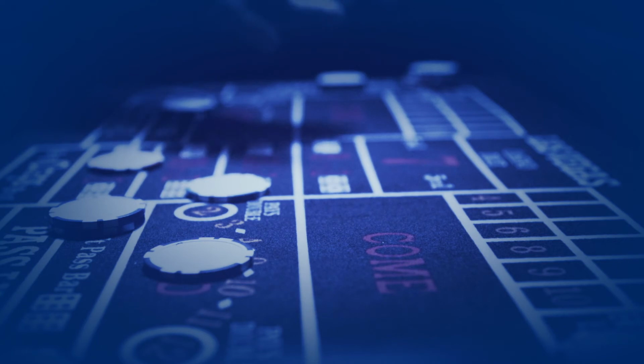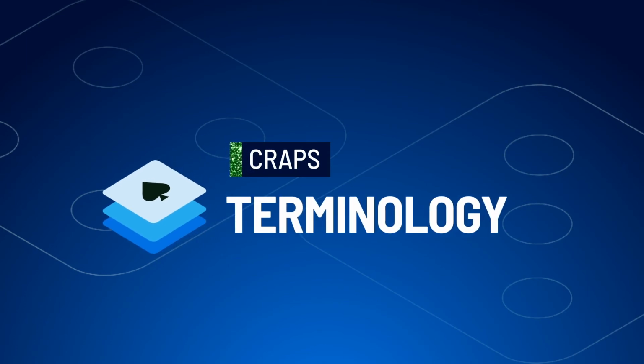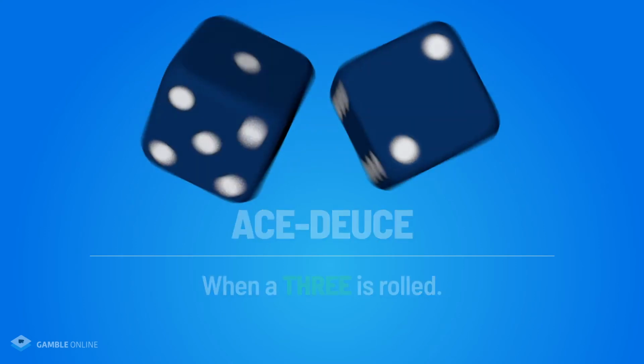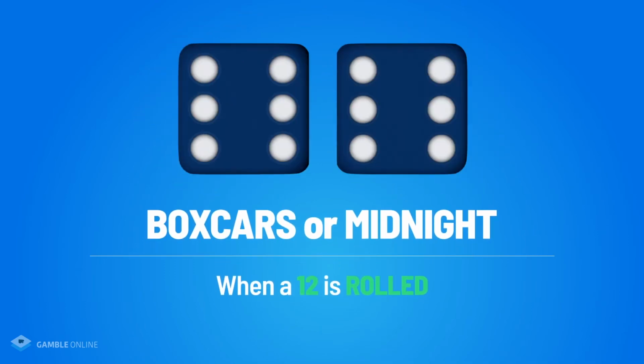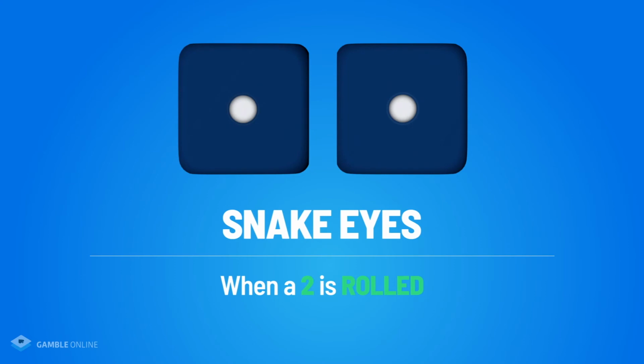Those are some of the more popular bets found on the craps table, so now let's talk about some of the slang and terminology you should know in craps. There's the ace-deuce, which is a 3 being rolled. Then there's what's called the yo, or the yo-11. This is another term for when an 11 is rolled. Boxcars, or midnight, is another way of referring to a 12 being rolled. And then there's, of course, snake eyes, which is when a 2 is rolled.